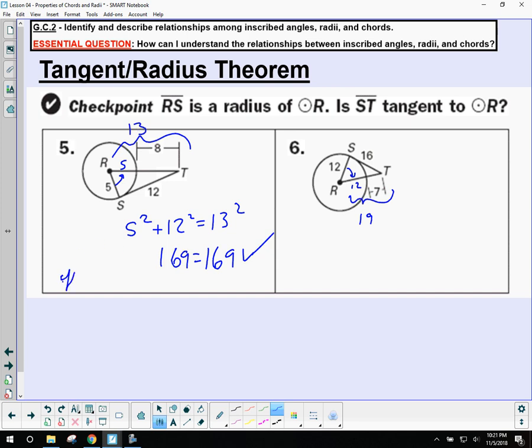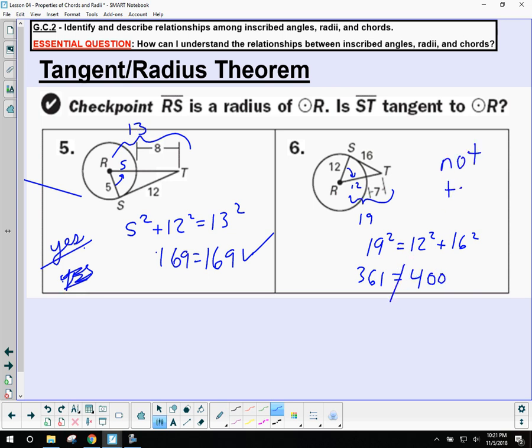Over here, 19 squared should equal 12 squared plus 16 squared. 19 squared, believe it or not, is 361. And 12 squared plus 16 squared is 400. Those are not equal. Not tangent.